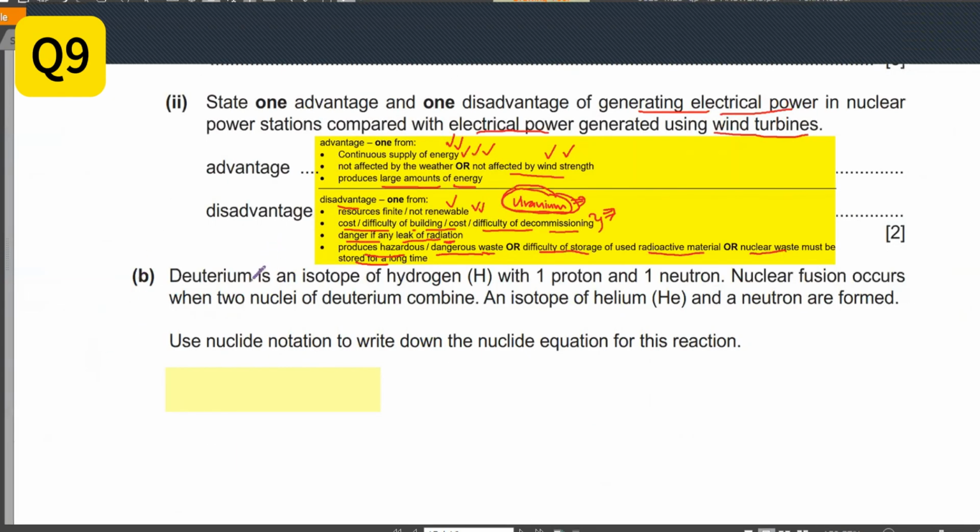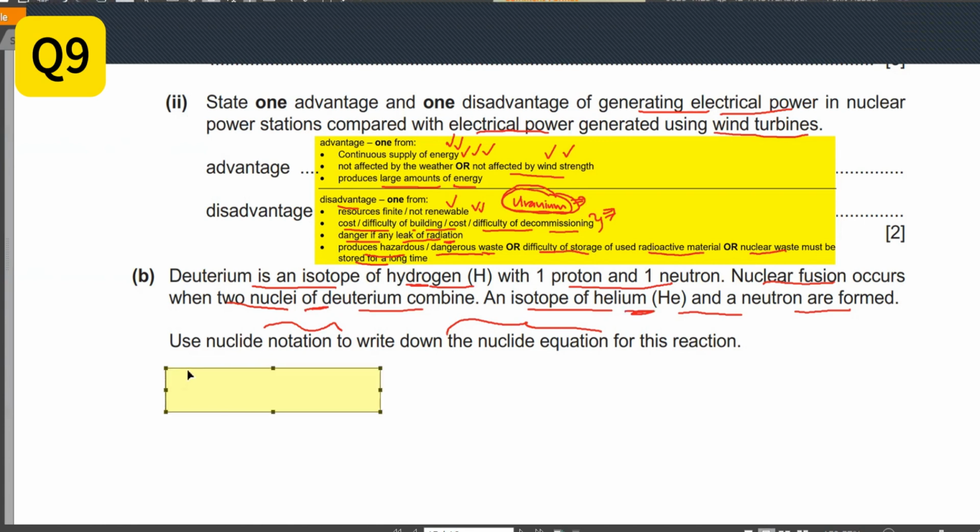Next, deuterium. Deuterium is an isotope of hydrogen with one proton and one neutron. Nuclear fusion occurs when two nuclei of deuterium combine. An isotope of helium and a neutron are formed. Use nuclide notation to write down the nuclide equation for this reaction. This is another example where smaller atoms fuse together to form a larger atom. It will look like this.